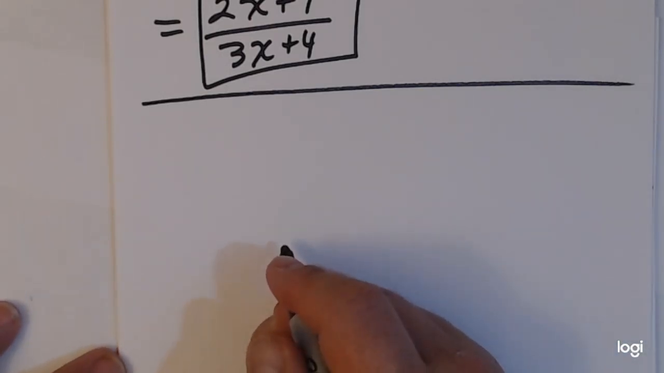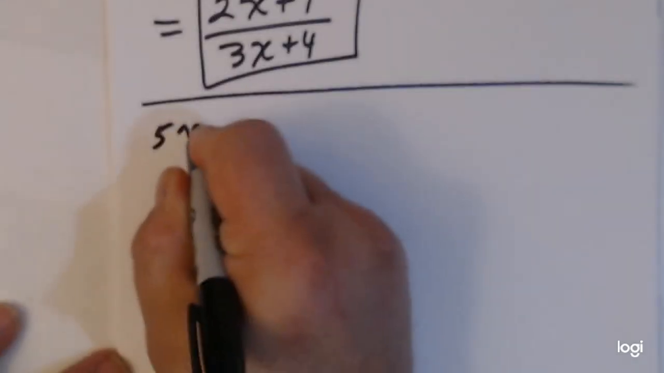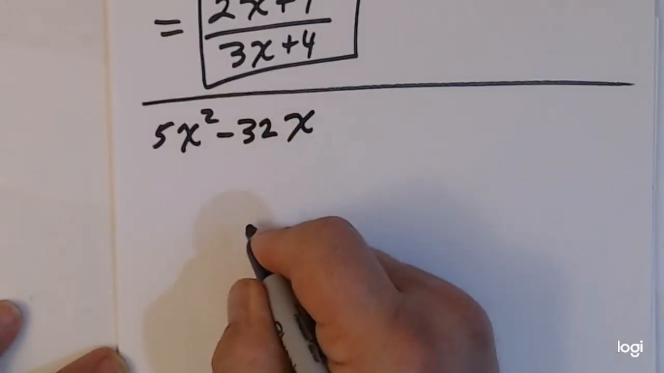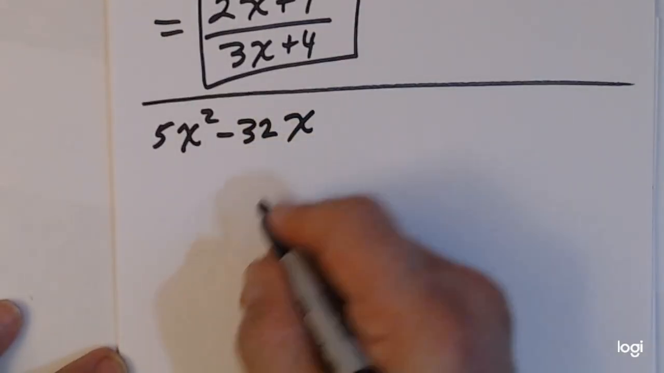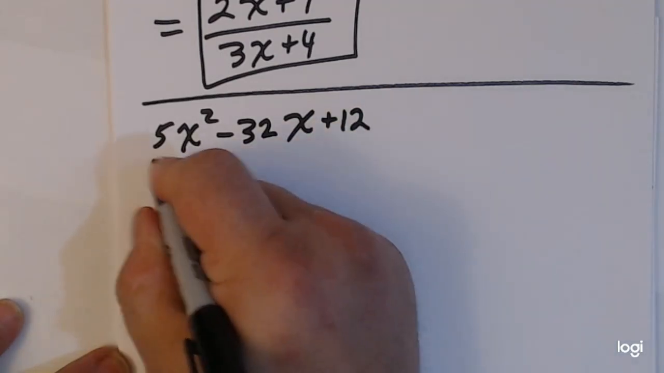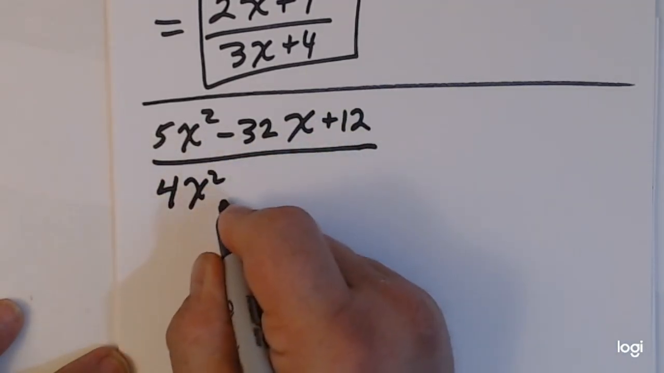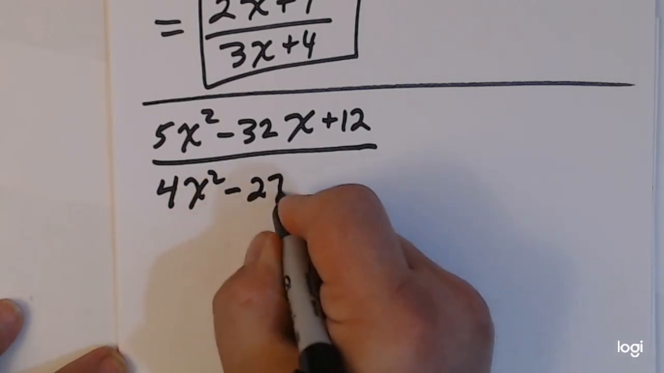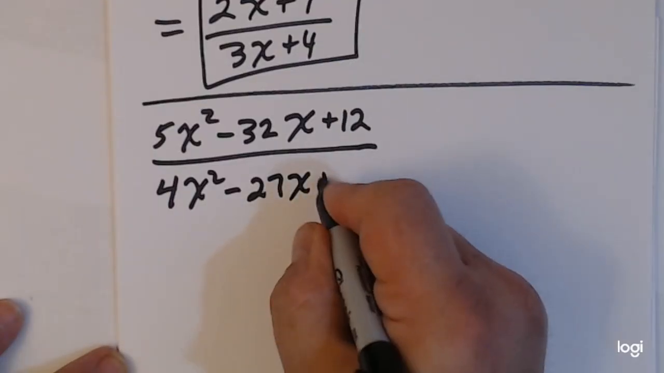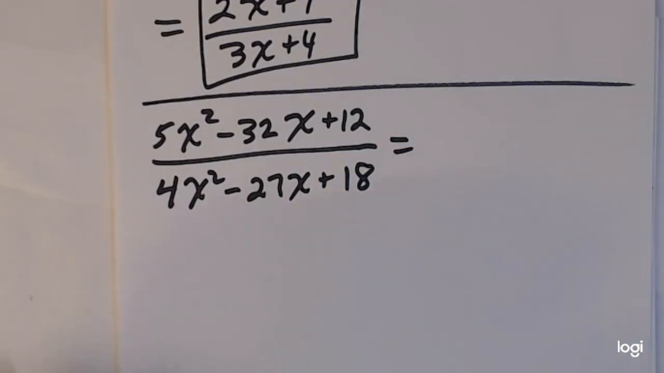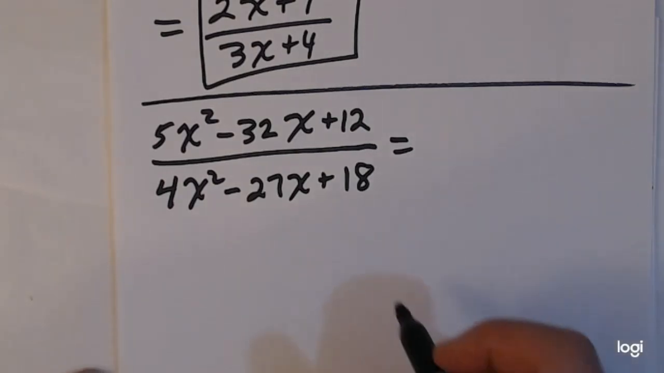Alright, let's do another here. 5x squared minus 32x plus 12 over 4x squared minus 27x plus 18. This one might be a little more difficult, but let's think about this.